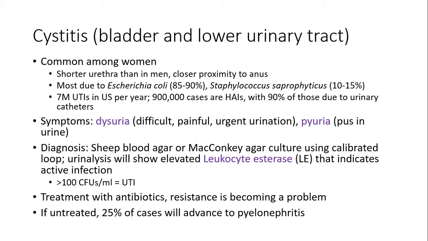For diagnosis, this relies on sheep blood agar or MacConkey agar, and we use a calibrated loop. And the reason for this, it will only pick up 10 microliters, for example. When you streak that on a plate, because you know how much you collected, based on how many colonies you see there, you can make an estimate in terms of how many colony forming units are present in the urine specimen. And that's important because anything above 100 CFUs per mil is diagnosed as a urinary tract infection. That's a positive. Urinalysis is also helpful. It will show an elevated leukocyte esterase, or LE, result that indicates active infection.